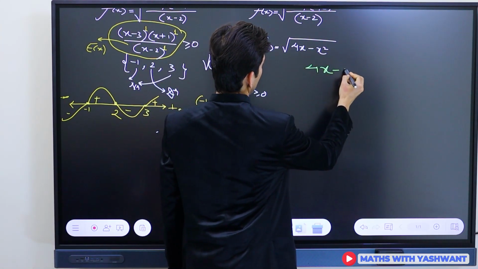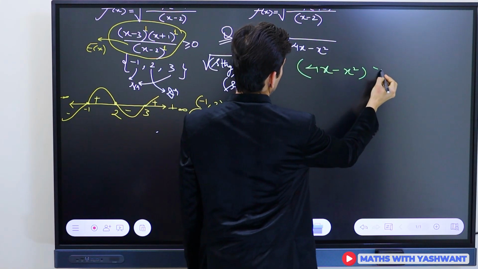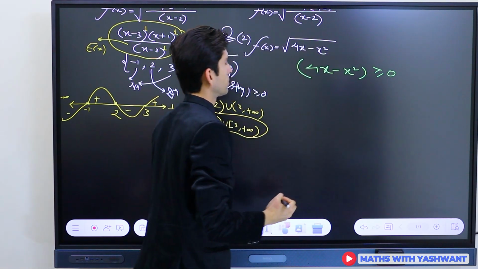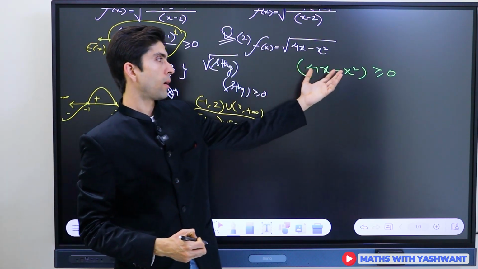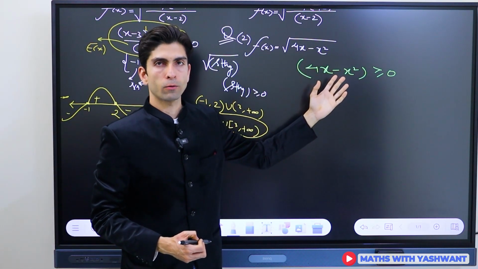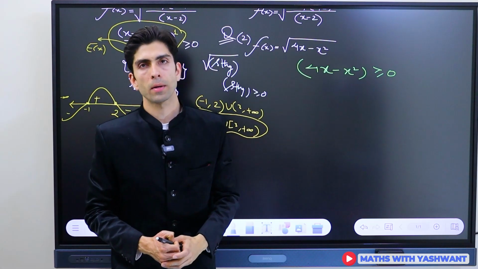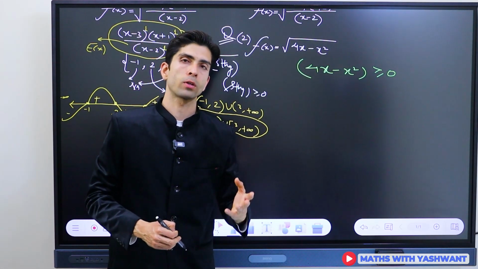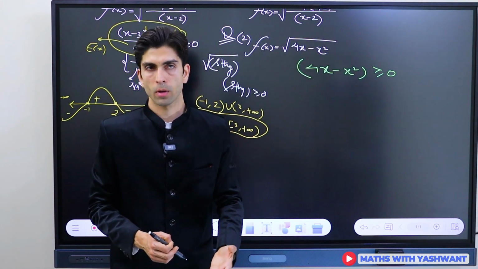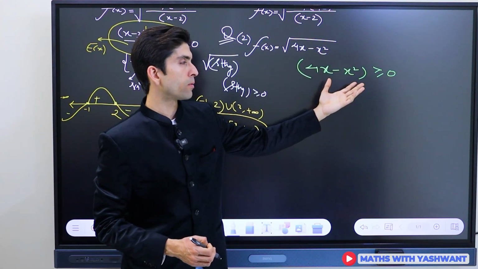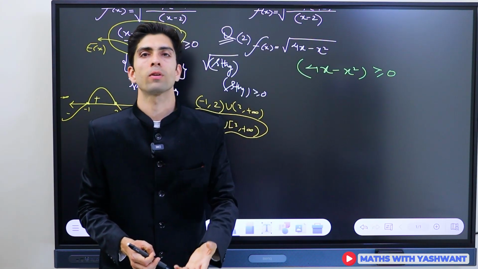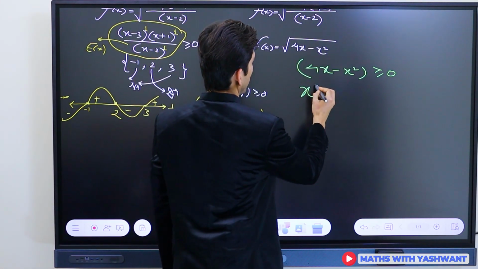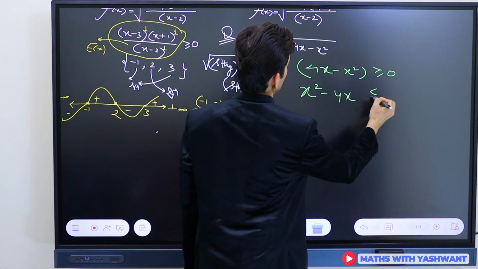So let's do that. 4x minus x square must be greater than or equal to 0 if we want f(x) to be defined, and the coefficient of x square is negative. Whenever we come across quadratic inequalities, it is advisable to make the coefficient of x square positive. So to make it positive, we can multiply this inequality by -1, and when we do that, the sign of inequality will change. So we get x square minus 4x less than or equal to 0.